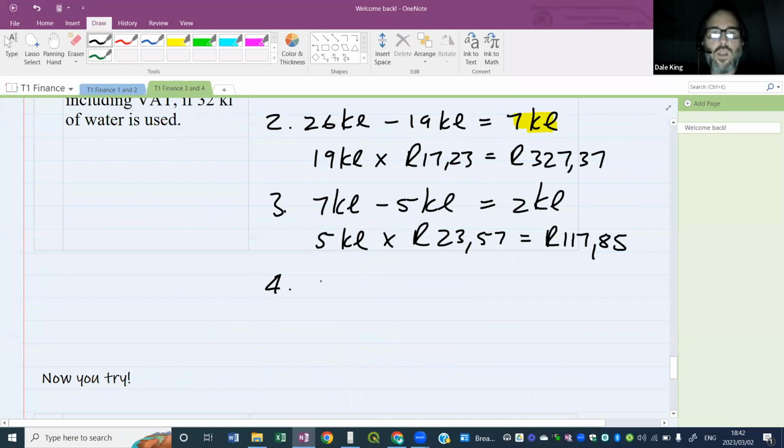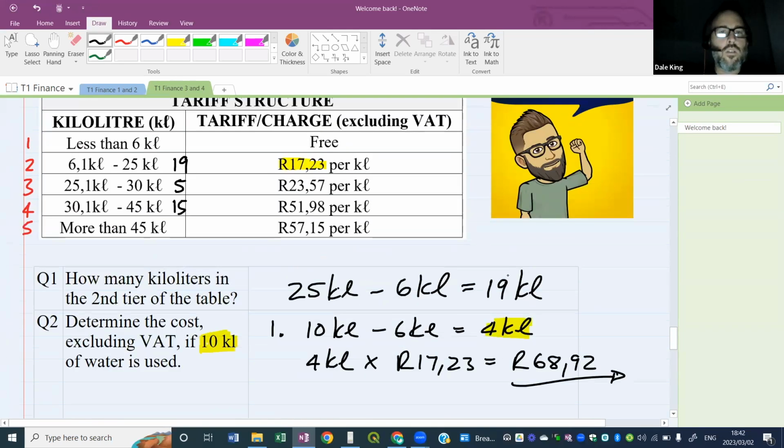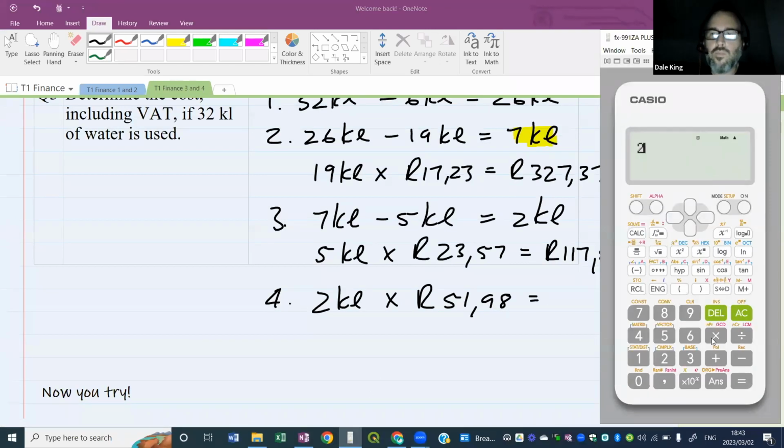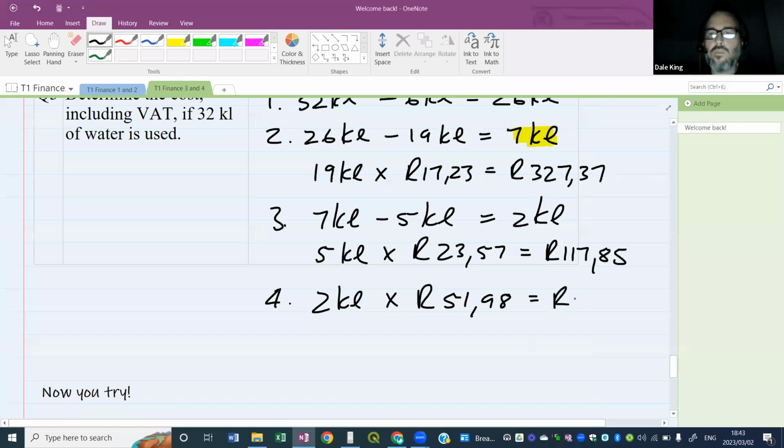And we only have 2 left. So these 2 are in the fourth tier. It's all we have left, and I'm going to charge at 51 Rand, I think it was 51.98. Let me check. Yes. So these last 2 are in the fourth tier. They charge at 51 Rand 98. That gives R103.09.